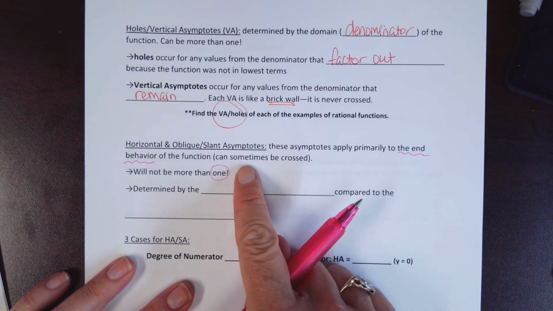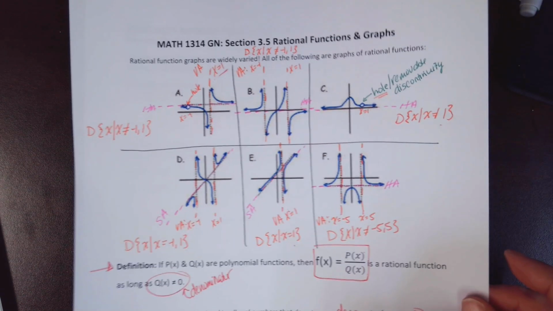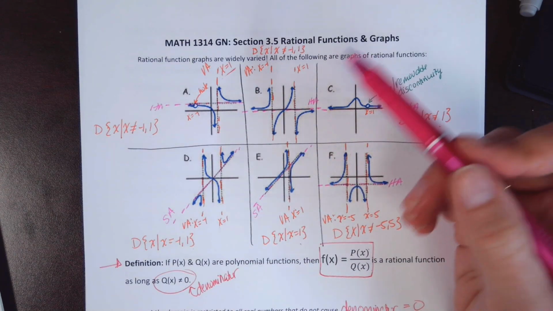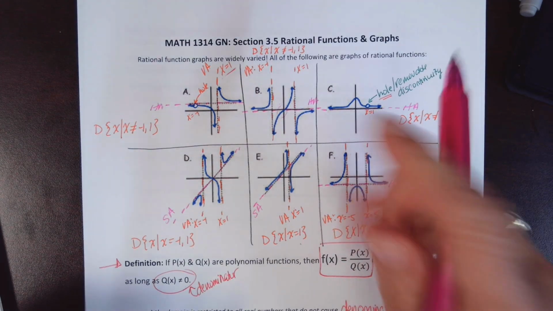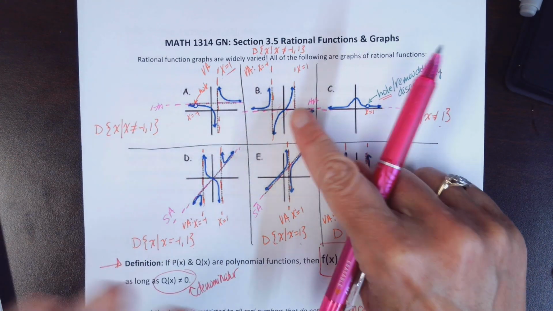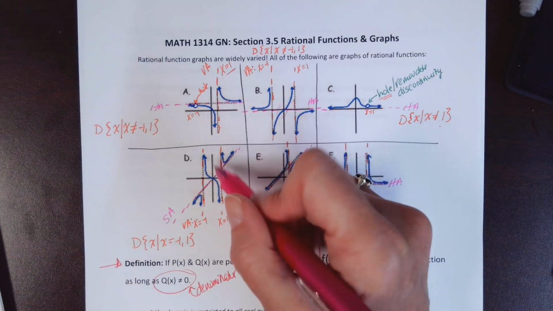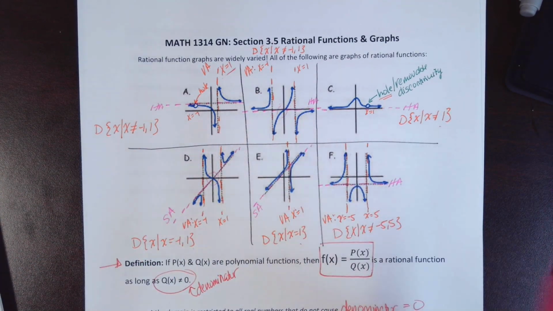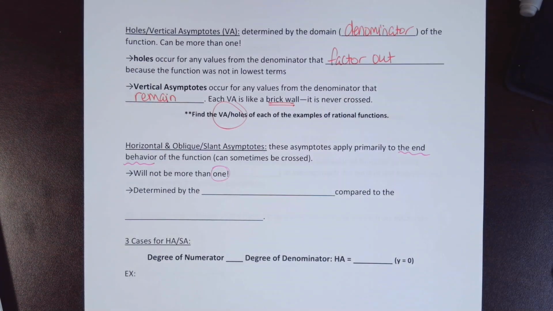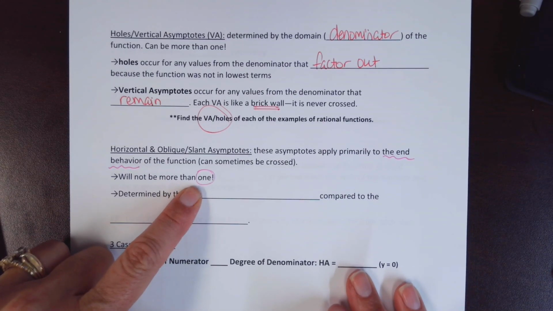They can sometimes be crossed, unlike a vertical asymptote, which is like a brick wall. If you look at our graph examples here, we've got this horizontal asymptote at the x-axis. It gets crossed right there in the middle because it's telling us about end behavior. It is a little wibbly in the middle. Slant asymptote right here on D gets crossed right here in the middle. It's not going to get crossed at the ends, but it could be crossed in the middle. And those are the only examples where we show that horizontal or slant can be crossed. But only one of these.